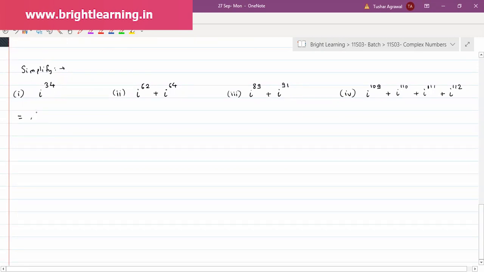So i raised to 32 I will do, and i square. 34 is i raised to 32 multiplied by i square. Why i raised to 32? Because I know that i raised to 32, I can cancel out to be equal to 1. And i square is -1 by definition. So the final answer is -1. i raised to 4, any power of 4.